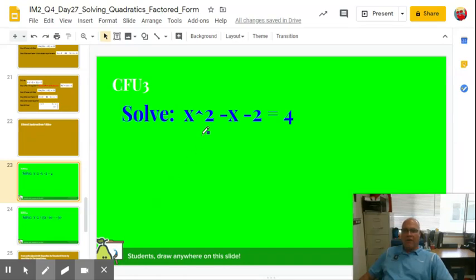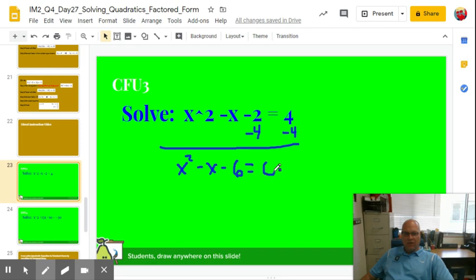Okay, we're going to solve x squared minus x minus 2 equals 4 using the factoring method. So first thing we need is put this in standard form. So it has to equal 0. So you're going to subtract 4 from both sides of the equation. And we have x squared minus x minus 6 equals 0.